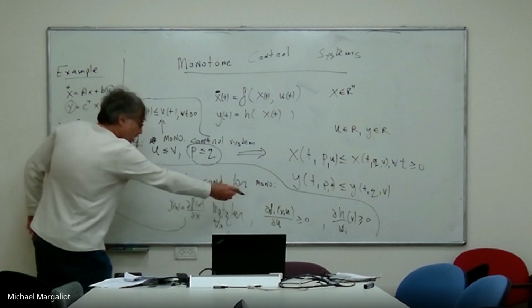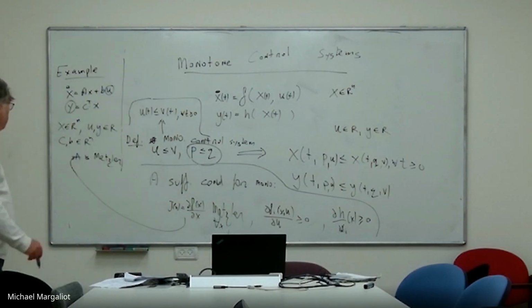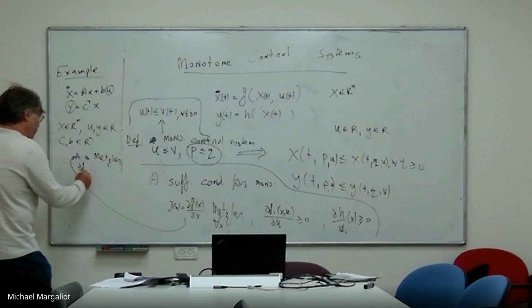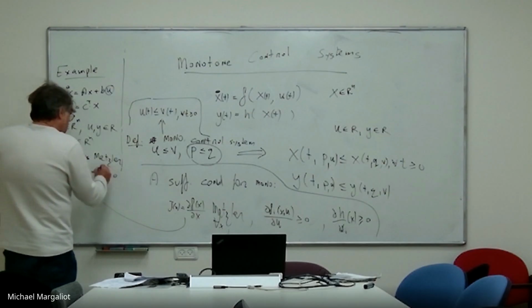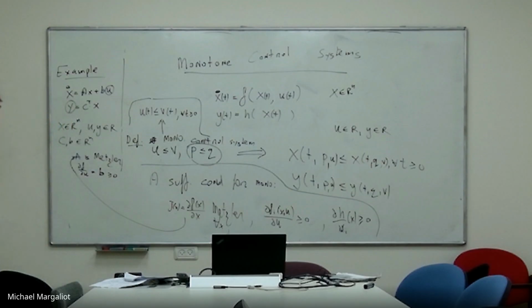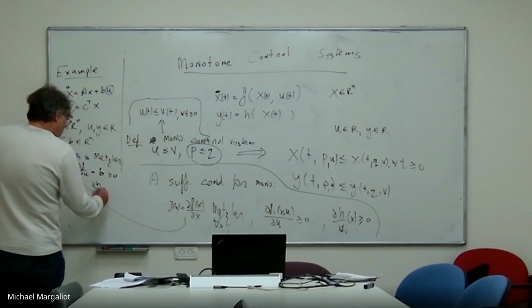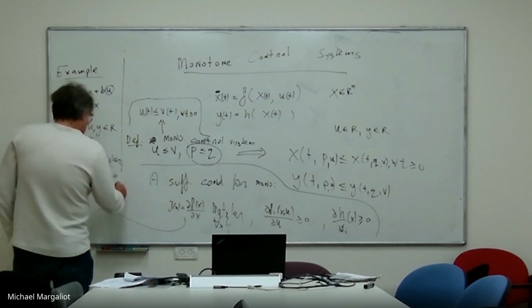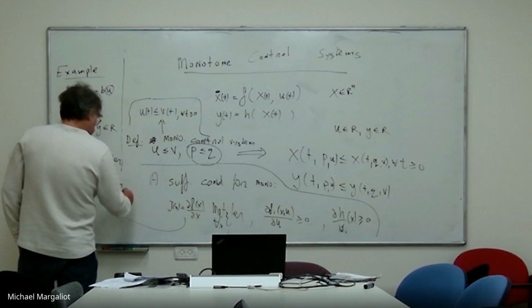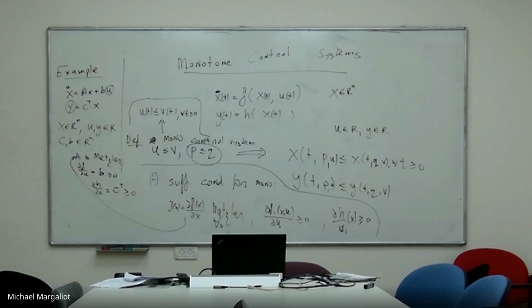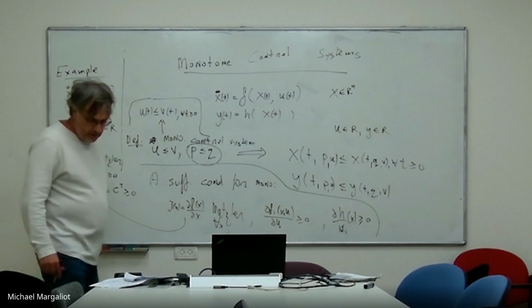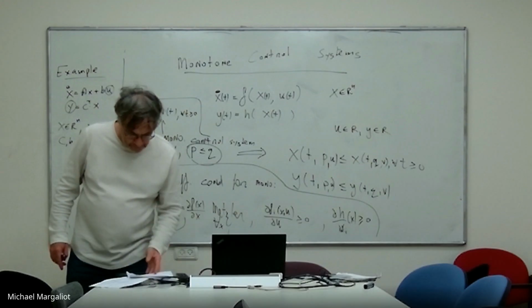This was this condition. Now this condition, df_i to du, will be just the vector B. So this vector must be non-negative component-wise. And dh to dx will be C, or C transpose, maybe C transpose, also must be non-negative. So the vectors B and C must be non-negative entry-wise, and A must be Metzler, and then this will be a linear monotone control system.